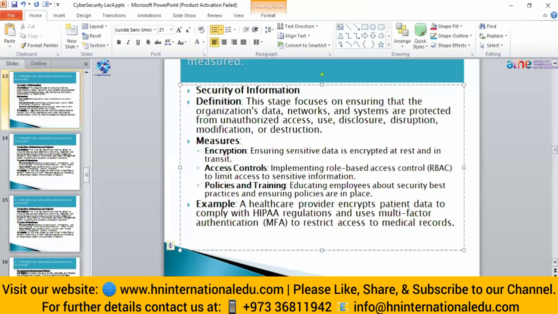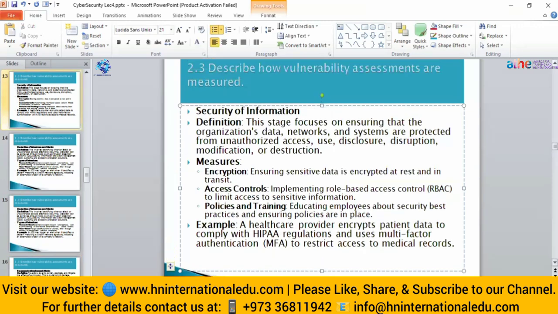So the next thing that we are going to discuss is the security of information. So till now, if you have any question, let me know. Security of information means this stage will focus on ensuring that the organization's data, whether it is network or something else, is protected from unauthorized access. Means there is no disclosure, no disruption, or modification.